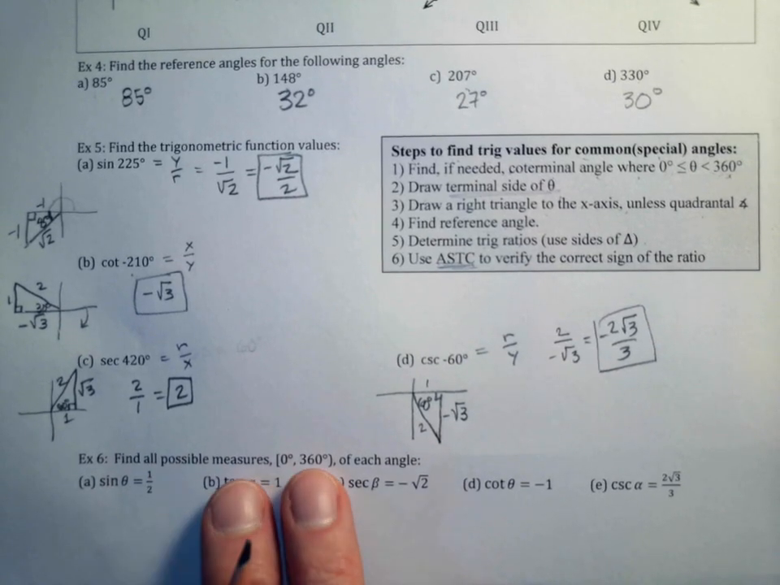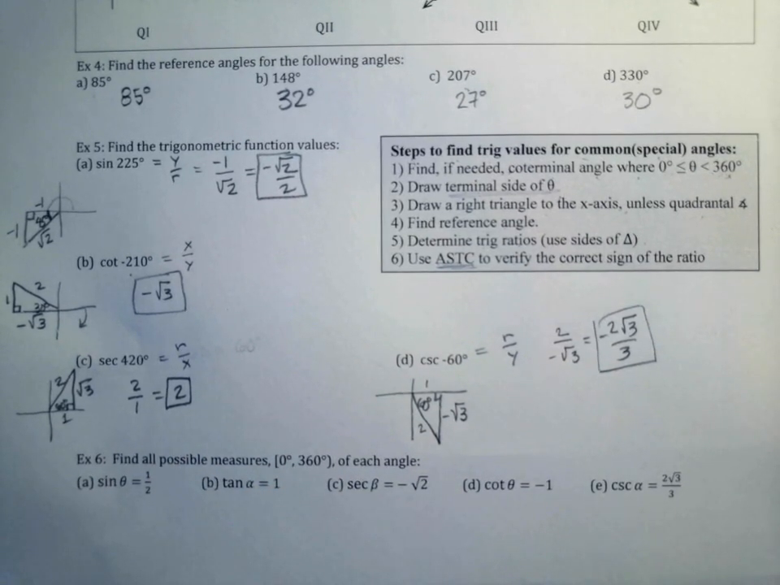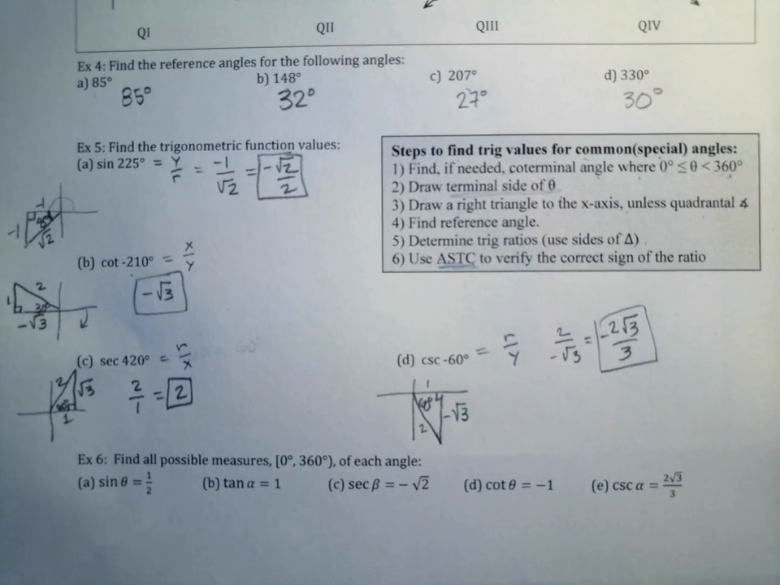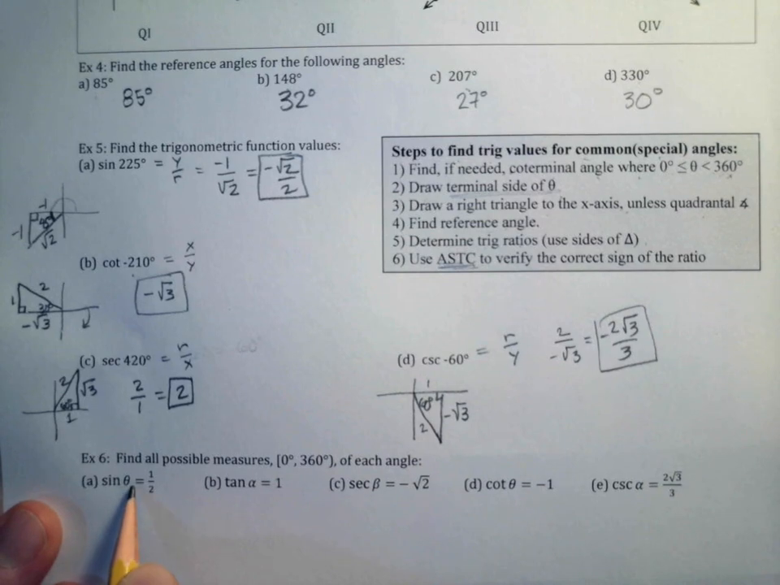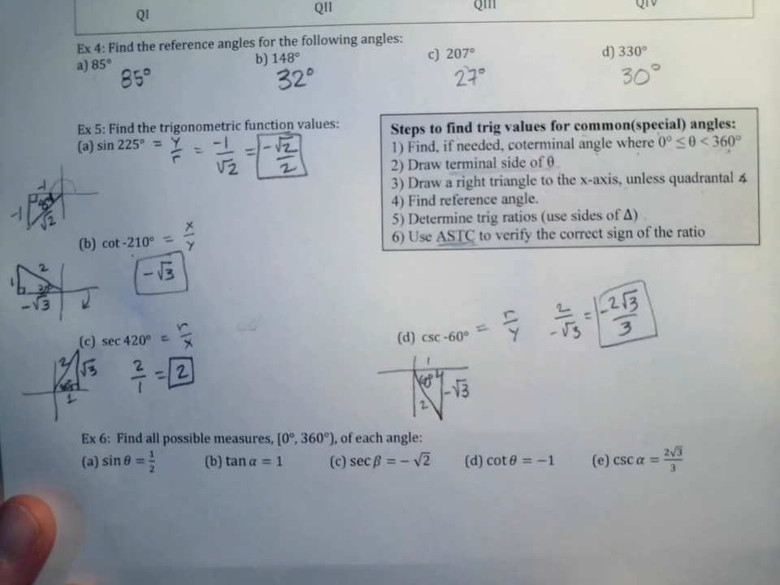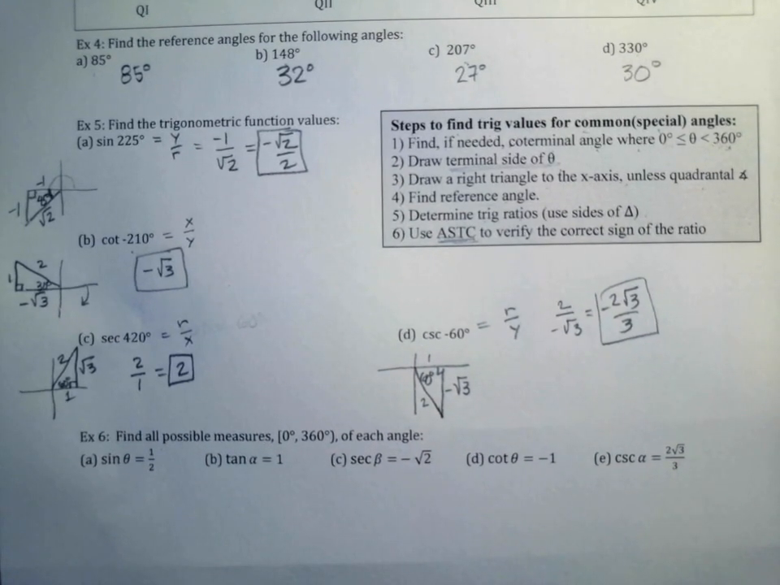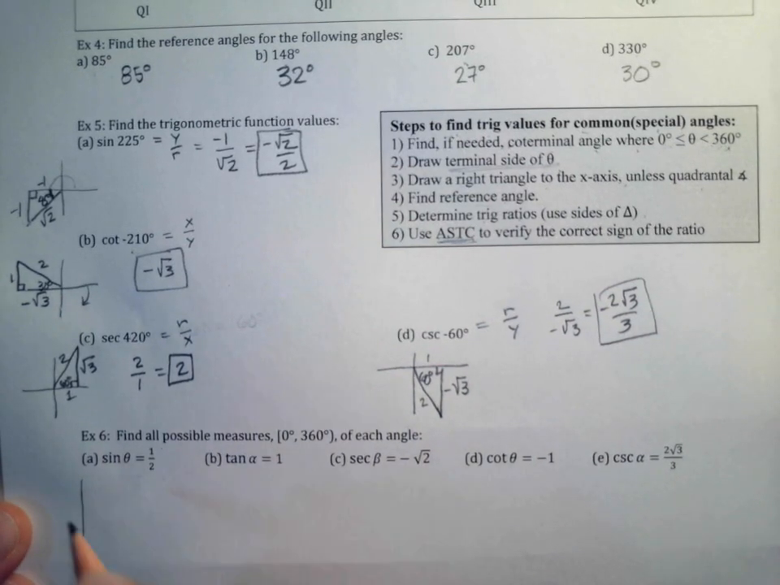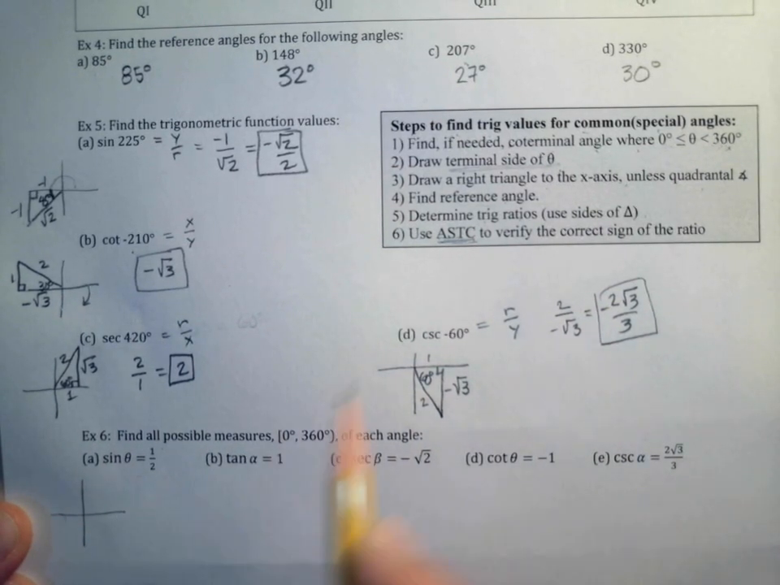Find all possible measures between 0 and 360 of each angle. So in other words, we have the sine of an angle equal to 1/2. So where will that be? First of all, which quadrants could this angle be in? The sine of the angle is positive. So think about which quadrants we're in, referring back to all students take calculus.